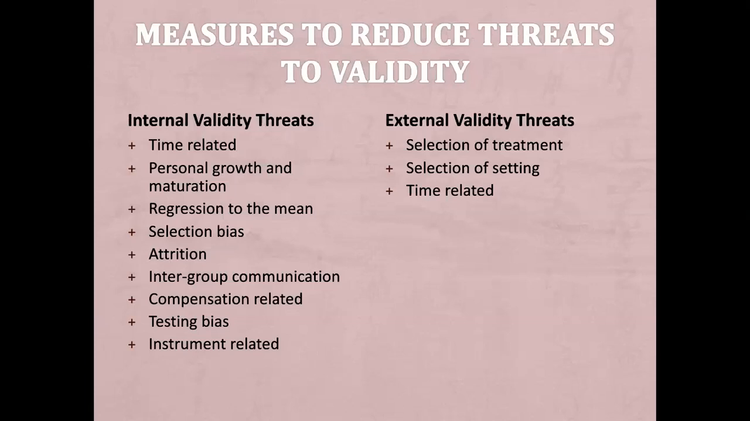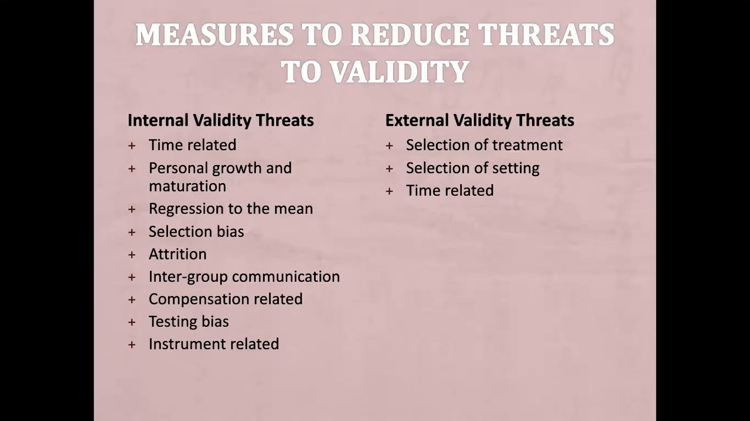Next, we want to talk about different ways to reduce those threats to validity. So as I mentioned, there's internal and external threats to validity. And these are the different things that can impact whether or not we were able to accurately measure what we wanted to measure. So there's different types of internal validity threats. And these are threats that can change the internal basis of the study.